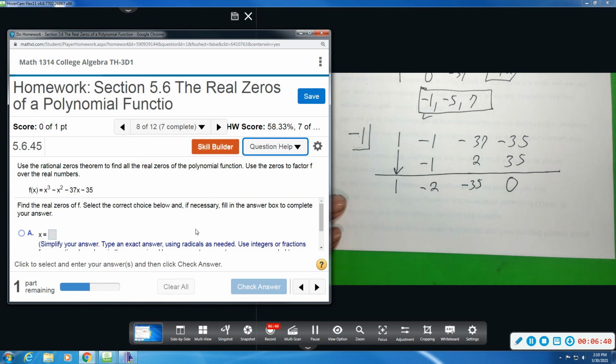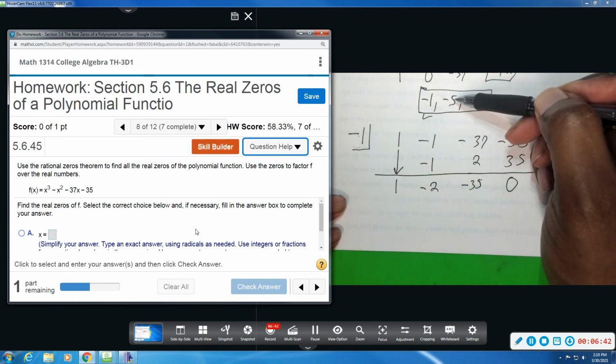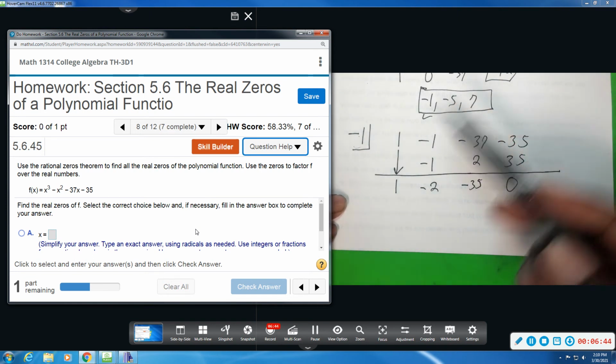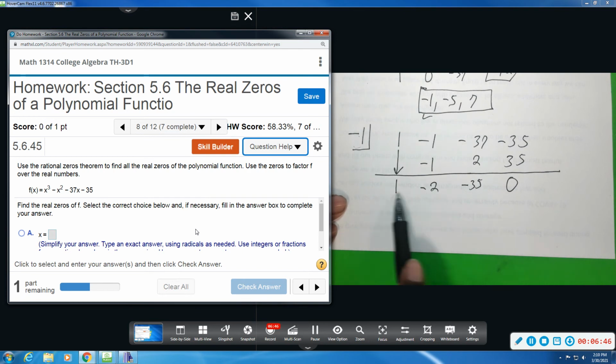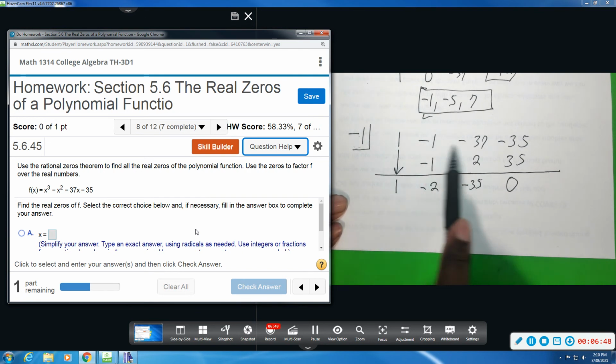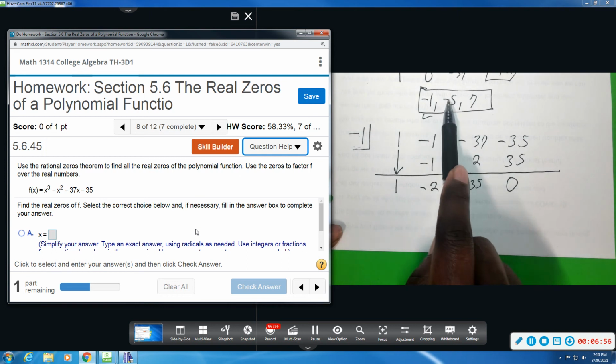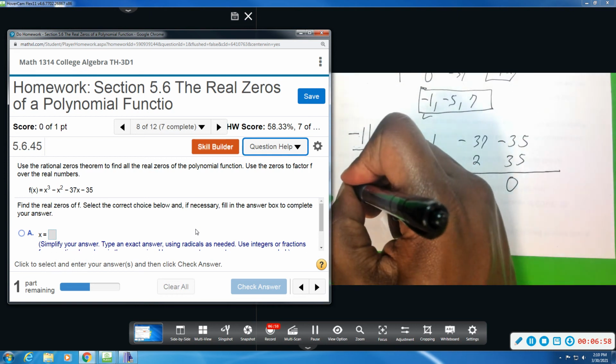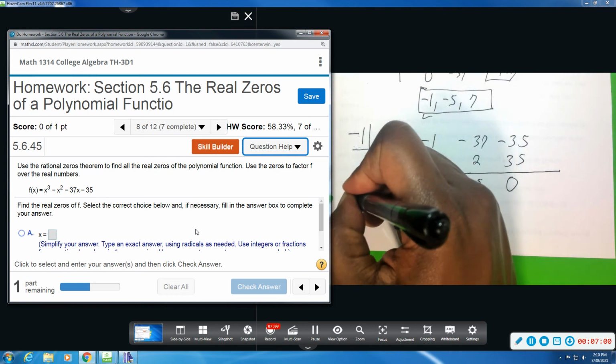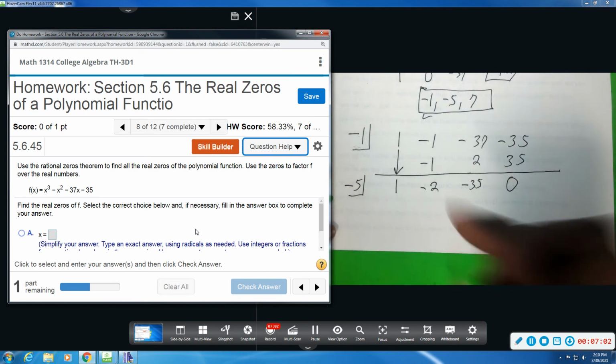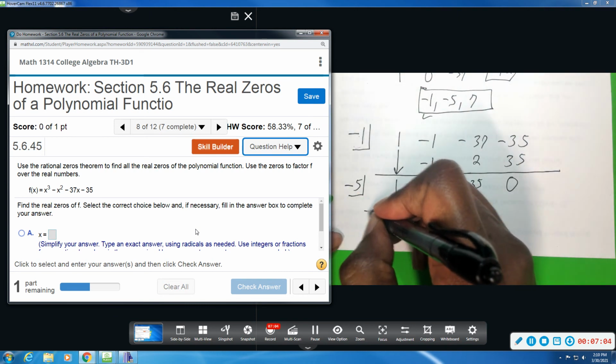Now I want to continue. I want to do -5. The beauty of synthetic division is that we don't have to start over again. If I find a 0, I can just pick up where I left off. So I can just start with these numbers as my coefficients and then put -5. So I'm going to start with -5, and I'm going to do synthetic division with these numbers. So I have one less to deal with.